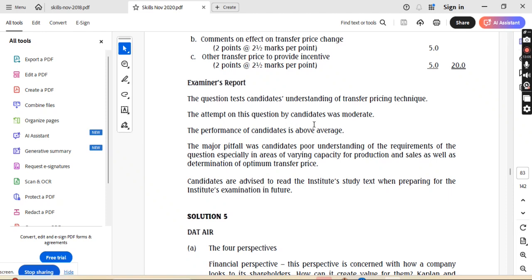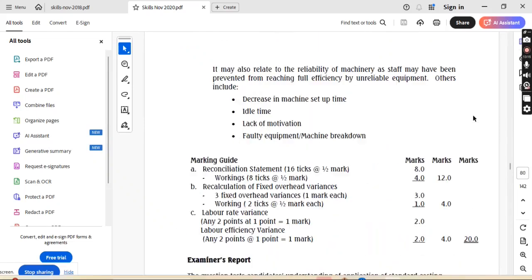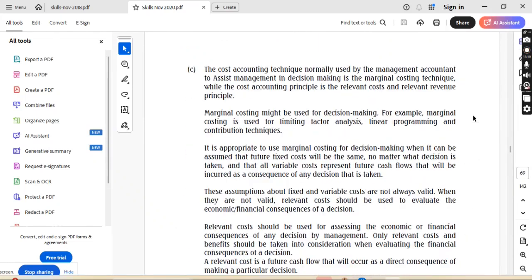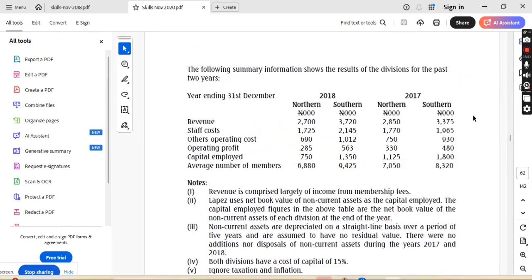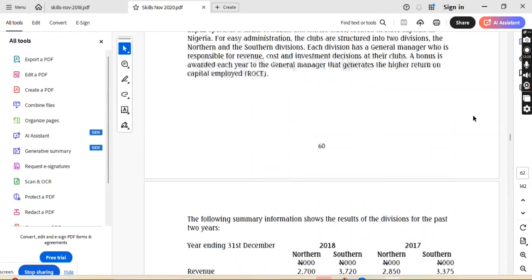The attempt on the question by candidates was moderate. The performance of the candidates is above what? Is above average, which means students actually performed well. It was actually above average. Now, let's quickly check question 4, right? Where is question 4?